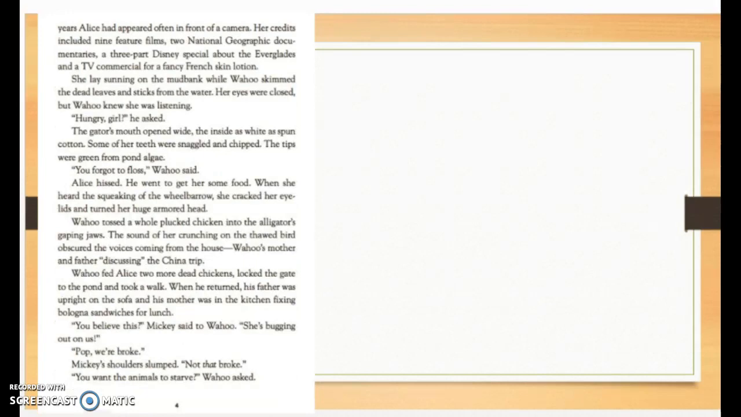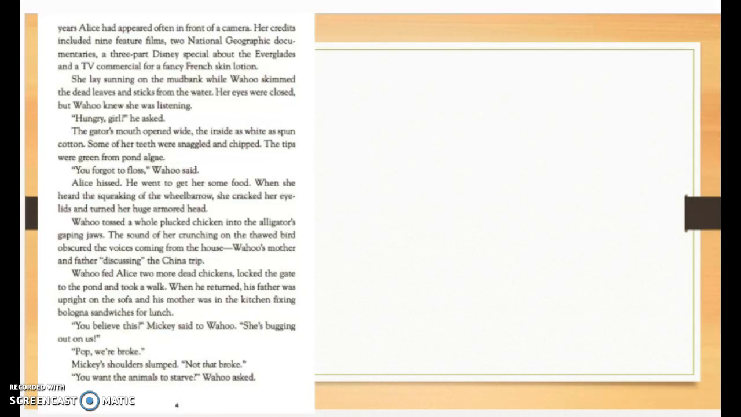Over the years, Alice had appeared often in front of a camera. Her credits included 9 feature films, 2 National Geographic documentaries, a 3-part Disney special about the Everglades, and a TV commercial for a fancy French skin lotion. She lay sunning on the mud bank while Wahoo skimmed the dead leaves and sticks from the water. Her eyes were closed, but Wahoo knew she was listening.